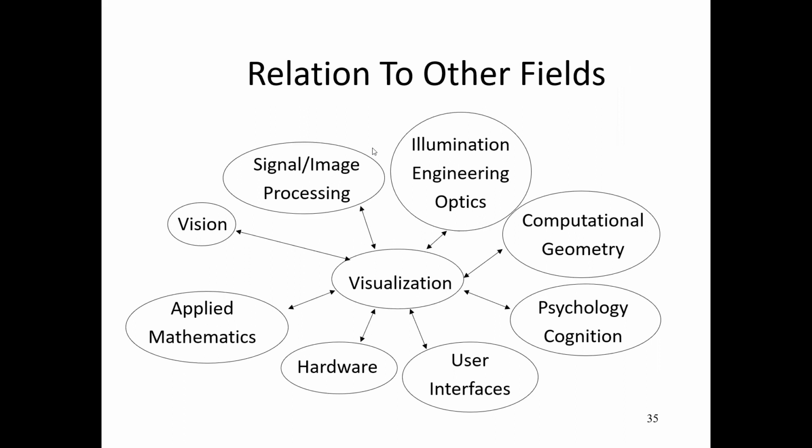Right? So the relationship to the other fields. Visualization, you can't learn it alone. Why? There are lots of other things. What are the other things? Vision, right? So this is actually computer vision and image processing or signal processing.